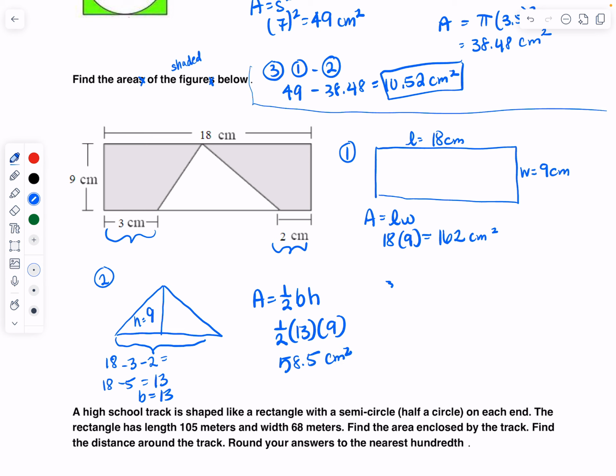So I have one last step, which is to subtract the outside figure, which is a rectangle, minus the inside figure, which is the triangle. So take area of the first one minus area of the second one. So 162 minus 58.5. And when I do that, I get 103.5 centimeters squared. Okay.